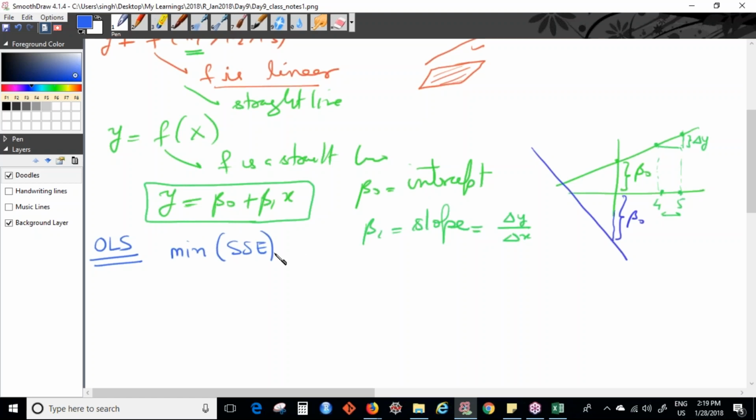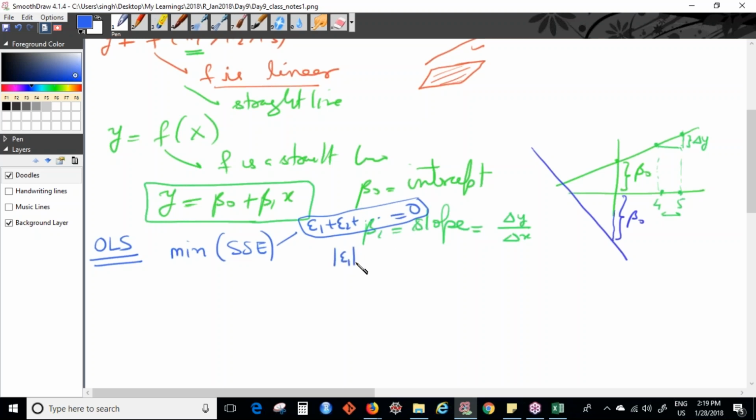Now why do we minimize the sum of squared error, which we saw yesterday? Because we cannot just take the errors, because they will always be zero. Half of the errors will be positive and the other half will be negative, and they will negate each other and cancel out to be zero. So we cannot minimize this because this is already zero.